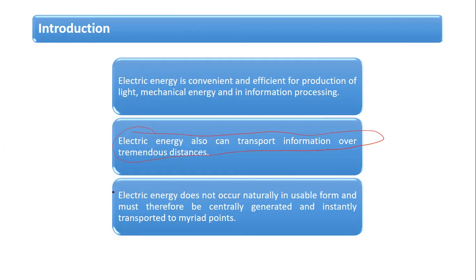Similarly, we all know that electrical energy is not available in natural form. We need to generate electricity through certain means and methods. We have thermal power plants, hydroelectric power plants, nuclear power plants and solar power plants. So we generate electricity; it is not available in nature, right?